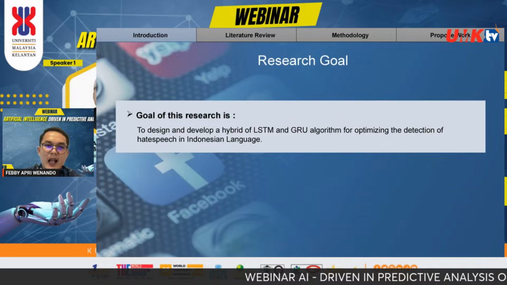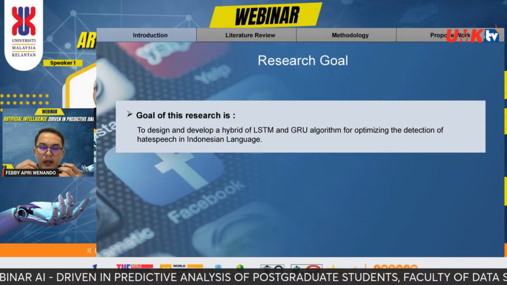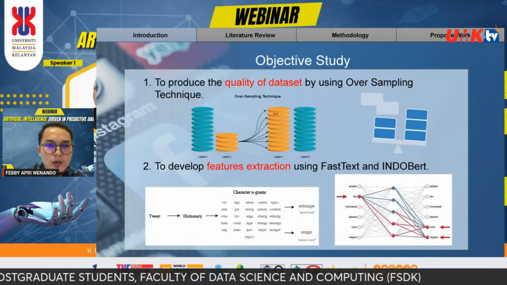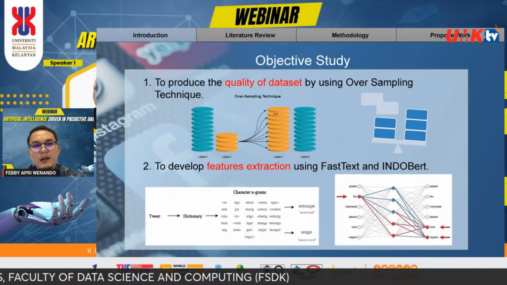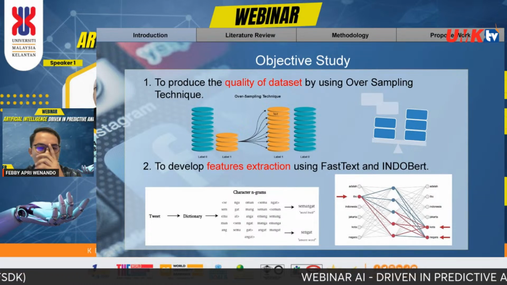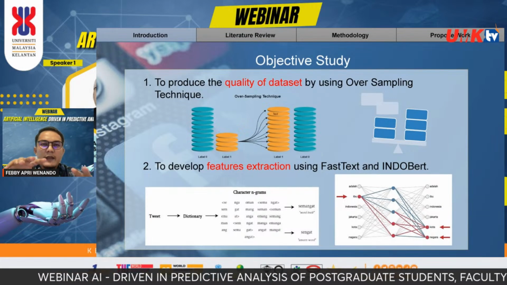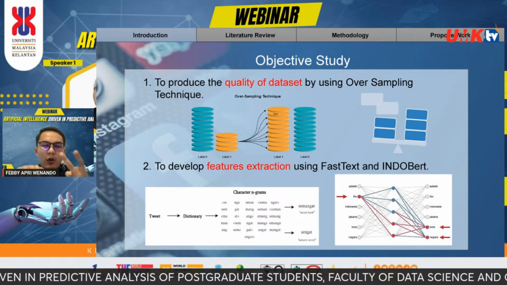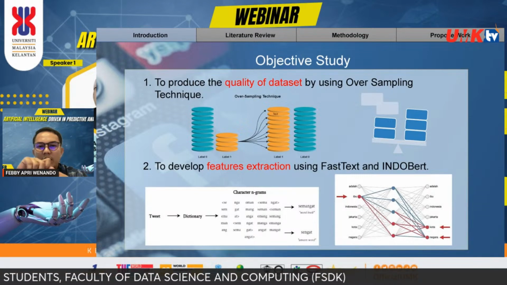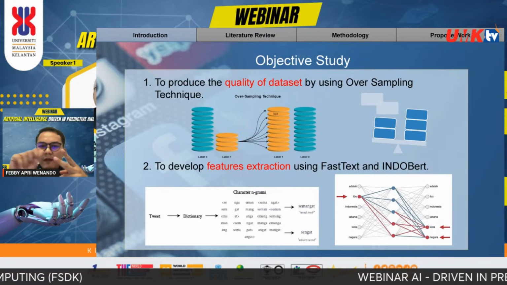The goal of the research is to design and develop a hybrid method of LSTM and GRU algorithms for optimizing the detection of hate speech in the Indonesian language. My study objective is, as I mentioned before, how to produce a quality dataset and make the classes in the dataset more balanced. In the case of imbalanced data, we can use two techniques to balance data: the undersampling technique and the oversampling technique.